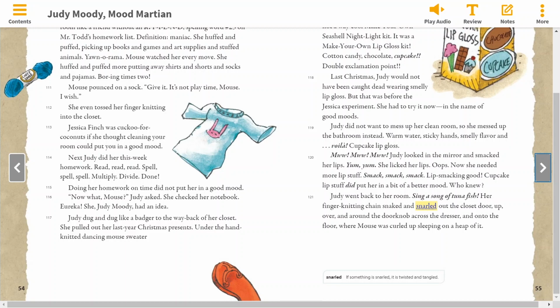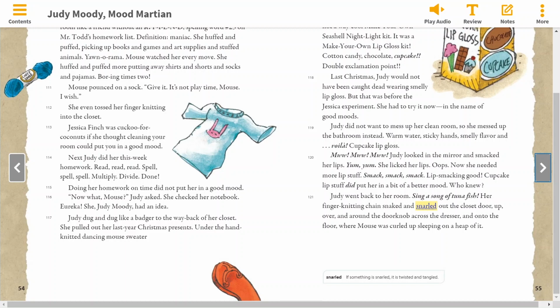In the name of good moods, Judy did not want to mess up her clean room, so she messed up the bathroom instead. Warm water, sticky hands, smelly flavor, and voila! Cupcake lip gloss. Judy looked in the mirror and smacked her lips. Yum, yum. She licked her lips. Oops. Now she needed more lip stuff. Smack, smack, smack. Lip smacking good. Cupcake lip stuff did put her in a bit of a better mood. Who knew? Judy went back to her room.